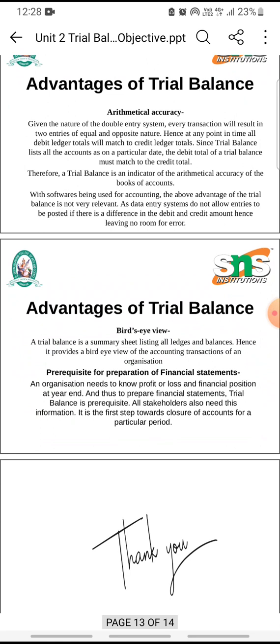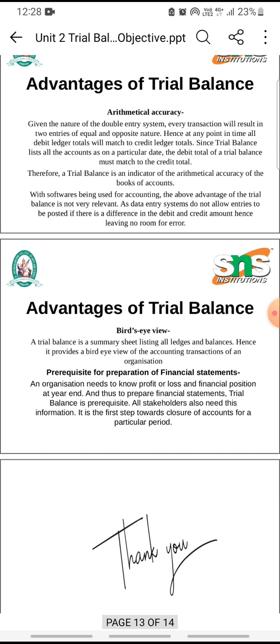A trial balance is a summary sheet listing all the ledgers and balances. Hence it provides a bird's eye view of the accounting transactions of an organization. The trial balance works as a bird's eye. A bird's eye will watch each and every item closely. Like that, in a business, all the transactions have to be recorded for the preparation of financial statements for a business. The last advantage is financial statements.